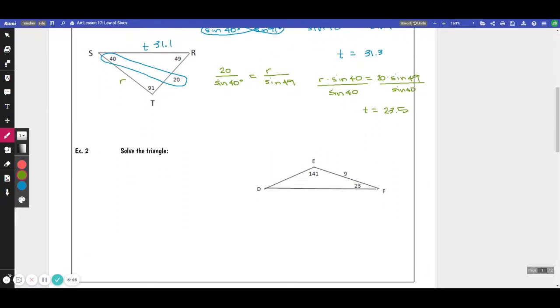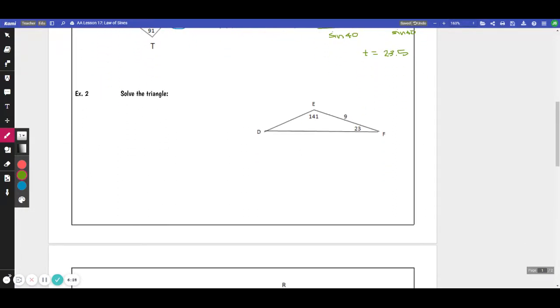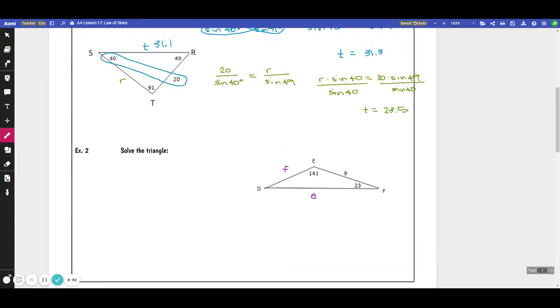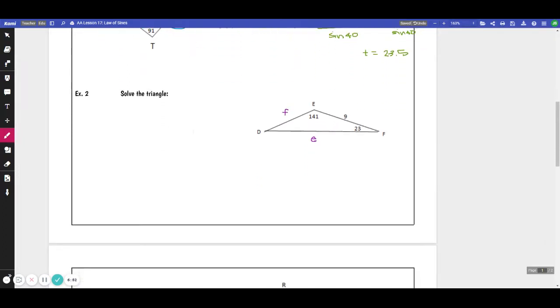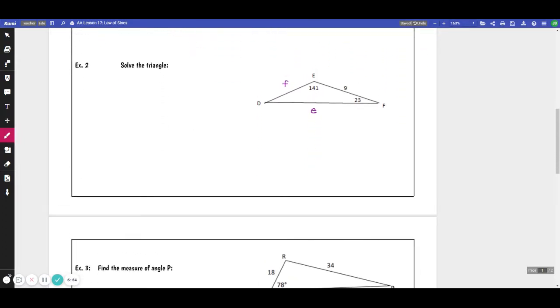So example 2, another solve the triangle, right? We have a problem though, because I have angle E, but not side E. I have angle F, but corresponding side F, I don't know. And this is side D, but I don't have its corresponding angle. So I don't have those two that go together, which I have to use law of sines. So sometimes that means you would have to switch to law of cosines.